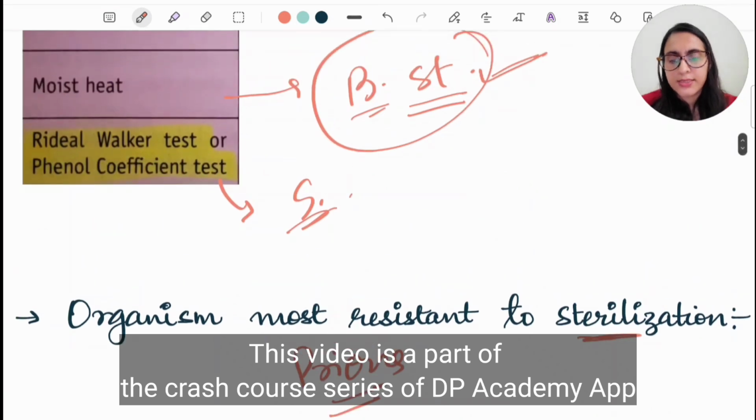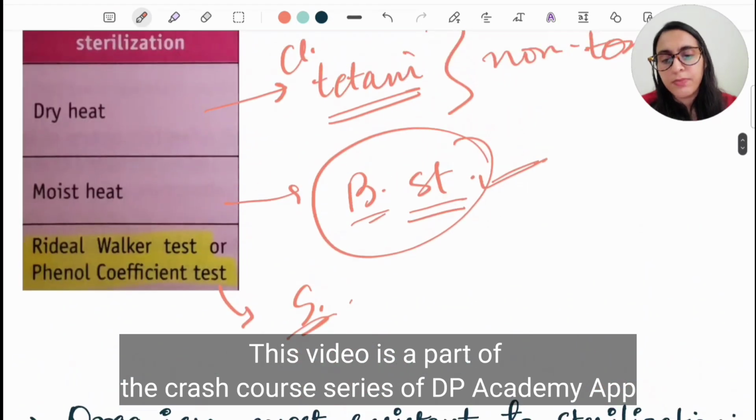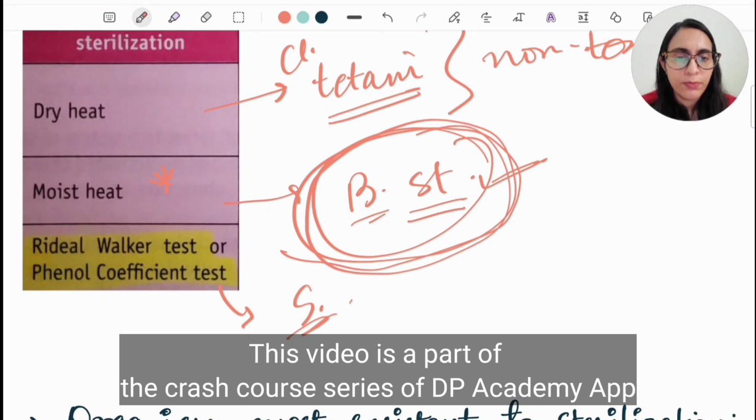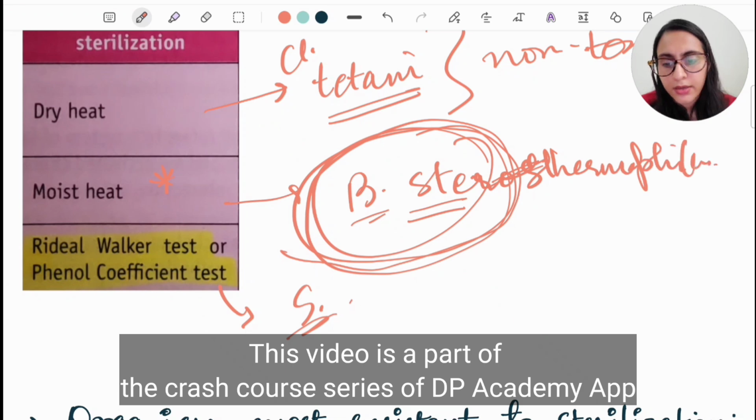Now, the important point they ask from the test organism is the biological indicator of the autoclave, which is moist heat sterilization, that is, sterilization by steam under pressure. So the biological indicator for the autoclave is Bacillus stearothermophilus. And the spores used for analyzing the efficacy of the autoclave are again Bacillus stearothermophilus.